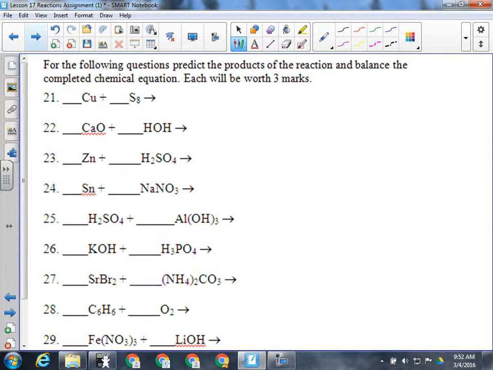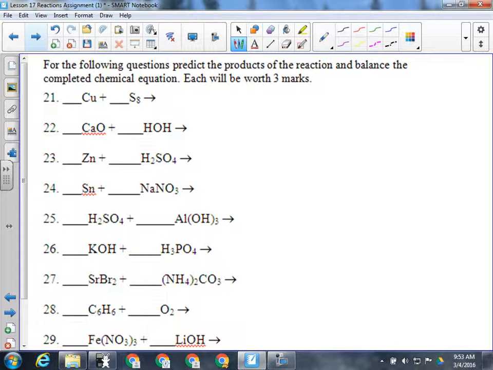All right, the last 10: predicting the products of the reaction. You do not need to write these in words. That's why I didn't give you very much space in between. Do not write them in words. That takes way more time, and you don't need to do it. You're not going to get any marks for it, so please don't.